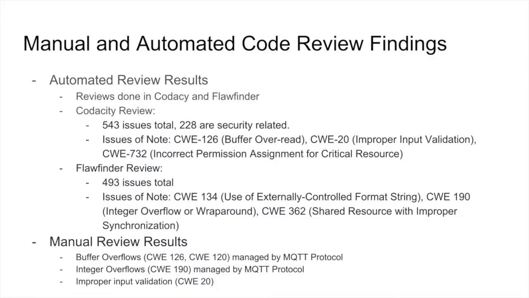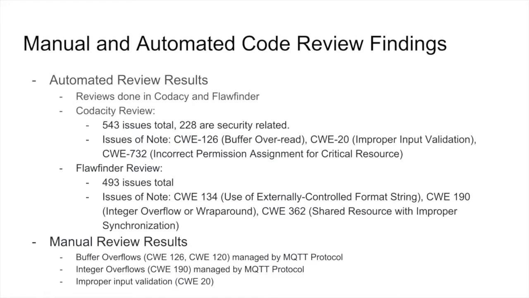So after putting together our use cases and assurance cases and generating our evidence needs, we then started to put together automated and manual reviews of the Mosquitto code. For our automated reviews, we ended up using two static analysis tools, Codacy and Flawfinder. We had experimented with a few other tools, but we found that both of these gave us the results that fit best with our expectations and also found issues that we hadn't thought of yet.